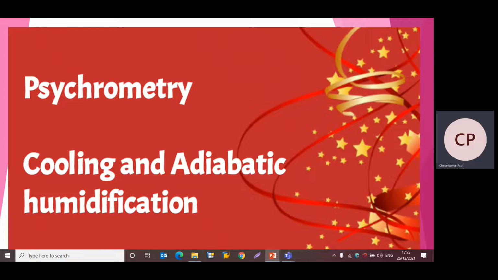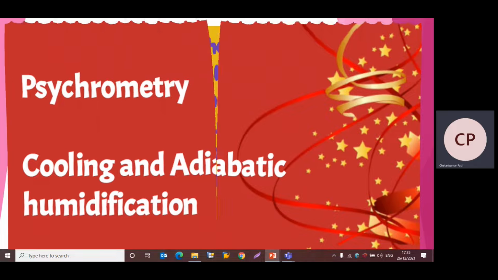Today we are going to solve a problem on cooling and adiabatic humidification process with the help of psychrometric chart. So what is the meaning of adiabatic? When the process is taking place along the constant wet bulb temperature line or along the constant enthalpy line, then the process is said to be adiabatic.